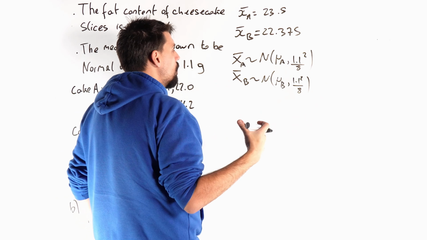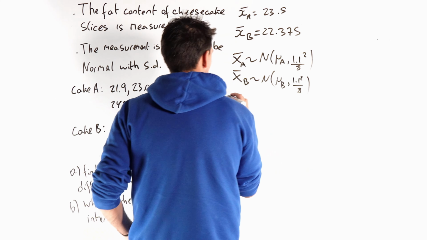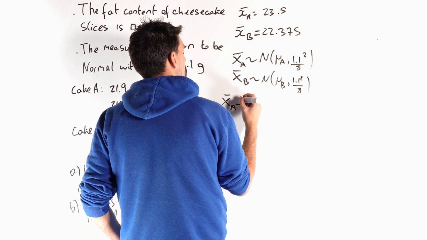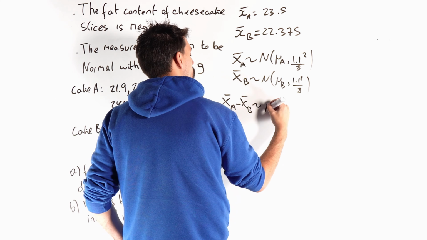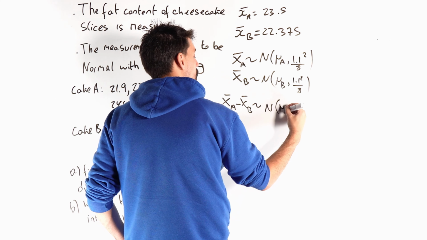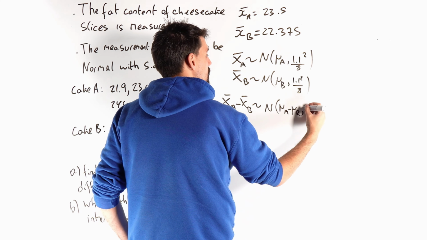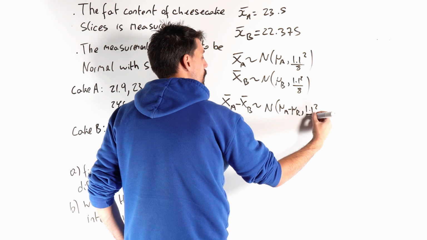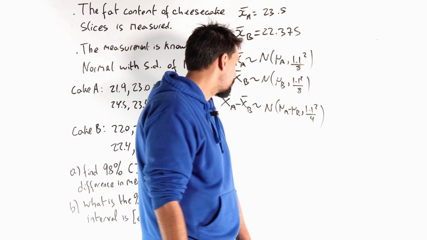Right, now we want to compare. We want to look at the difference between the two. So I'm going to go XA minus XB. That does make sense looking at my numbers. That will be normally distributed with, you subtract the means, and we're going to add the variances. So that will be 1.1 squared over 8 plus 1.1 squared over 8. That is 1.1 squared over 4 to you and me.